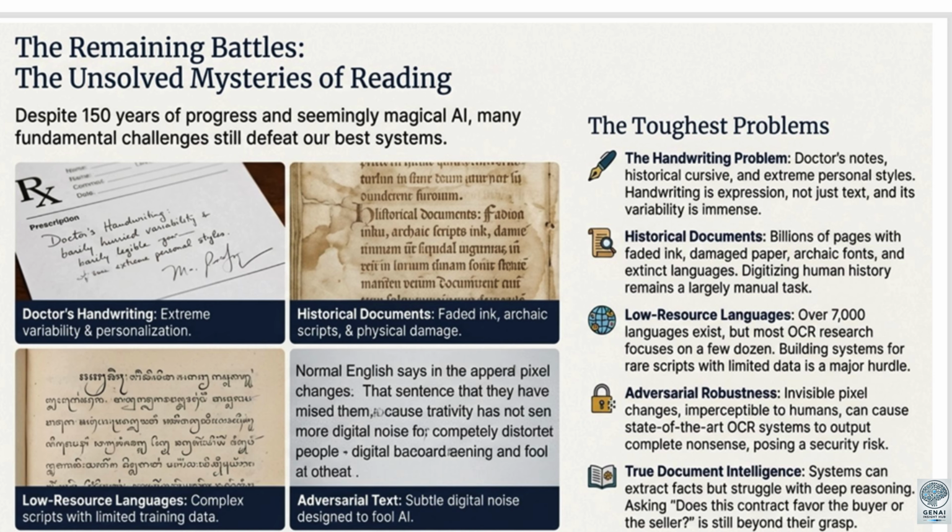Challenges that still defeat modern OCR. Doctor handwriting varies heavily and is hard for AI to decode. Historical documents have faded ink and damage, and OCR struggles with clarity. Low-resource languages lack training data, which makes recognition difficult. Adversarial text can fool AI. Small pixel changes trick models. True reasoning is still limited. AI can extract text but struggles with deep meaning. Four images show messy handwriting, old scripts, rare languages, and noisy text. These highlight cases where even advanced OCR fails.